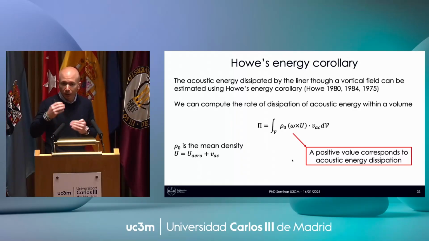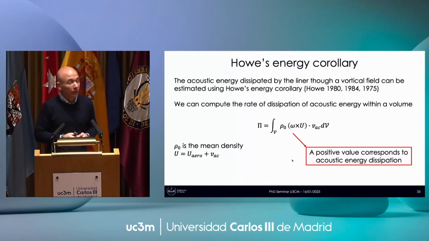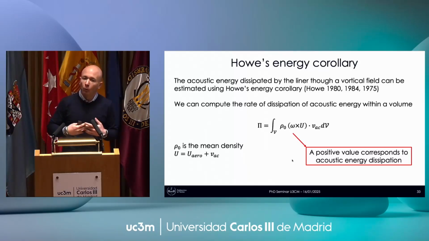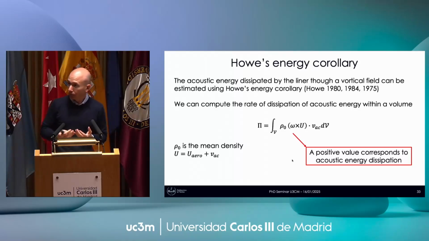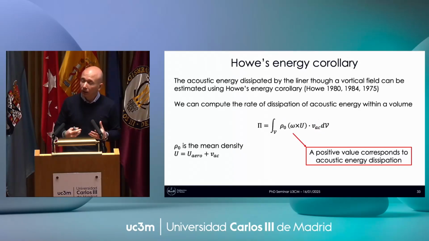But this doesn't justify at all the trends that I see in the impedance. So I want to see how much energy I'm dissipating through aerodynamic fluctuations, and for this I use the Howe corollary. But I need to know one quantity, that is the acoustic velocity. How do we extract it?